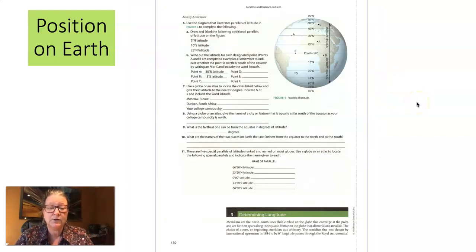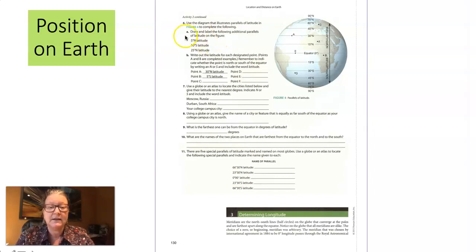Now for activity 2, I asked you to skip the first few problems which involve protractors, and we would normally do that in class, but it's not really necessary. What I want you to do though is to look at this page. This is page 130, and I want you to figure out various lines of latitude. You have to draw some, you have to determine some.